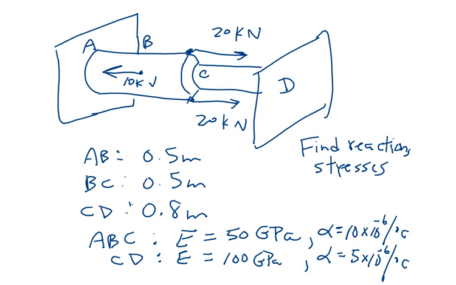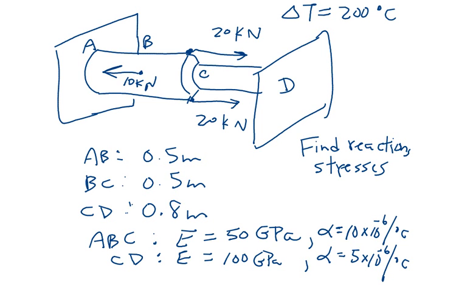I said in superpositioning, you look at the effect separately of all the different types of things that you have going on. Basically, all the different types of loads. So the types of loads in this problem, I forgot to put in the temperature change. Let's put in a temperature change of 200 degrees Celsius. So the different types of loads are the applied forces, that's the 10 kilonewtons and the 20 kilonewton forces.